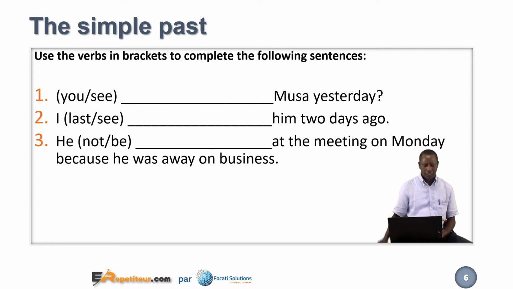Number 2. I last see him 2 days ago. Don't forget, we have last. It is a time marker. So, I last saw him 2 days ago. Number 3, he, not be, at the meeting on Monday because he was away on business. We have a dated past, that is on Monday. So he was at the meeting on Monday because he was away on business.